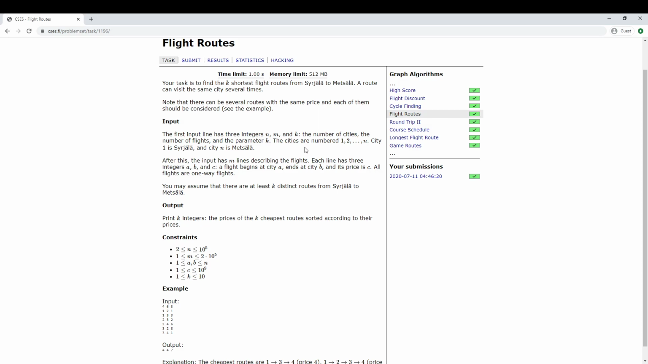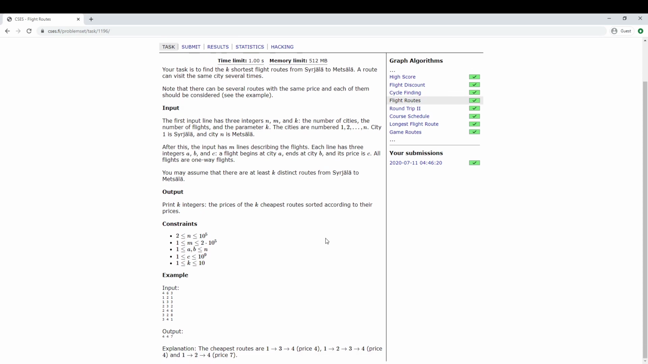So this looks like a Dijkstra kind of setup, right? If k equals 1, this would just be like normal Dijkstra. But k can equal 10, so what do we do? So it turns out that we're going to do Dijkstra, except we're going to keep track of the first k times that we visit each vertex instead of just the first time that we visit each vertex.